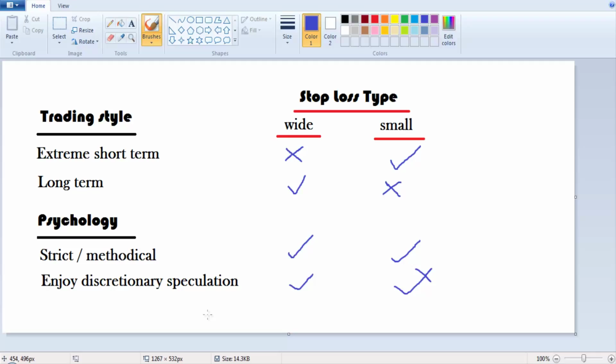Alright, so like I said, it's all about your trading style. So hopefully this video has provoked you to think about your trading style and your type of psychology and whether those two match up.